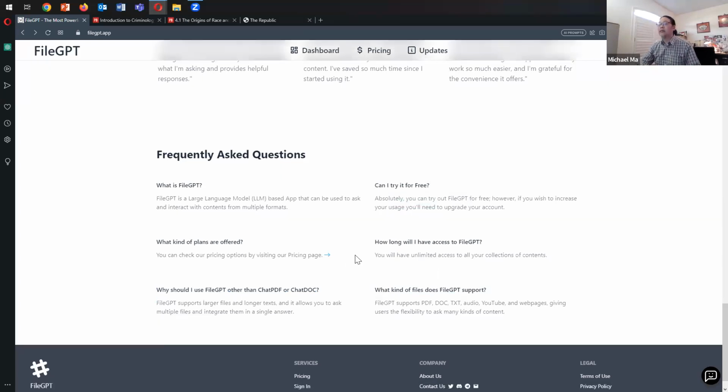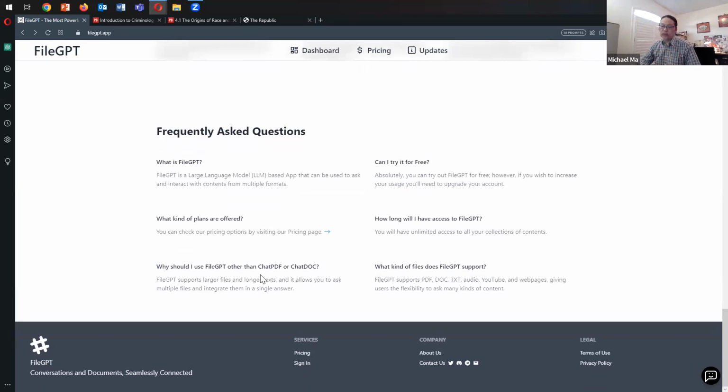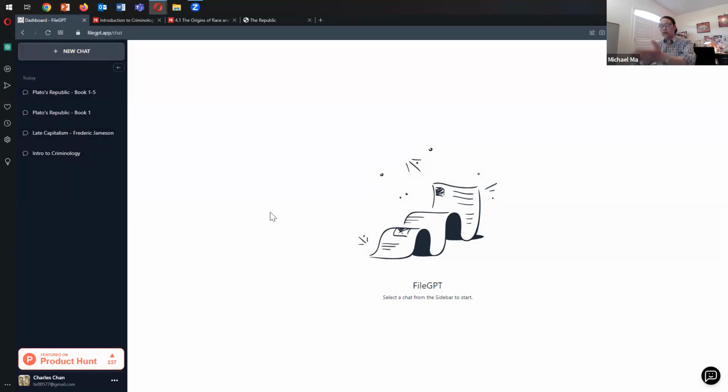Okay. And then why should I use FileGPT instead of ChatPDF or ChatDoc, which are two programs I've reviewed in the past? It's saying it's basically because it supports larger files and longer text. That's good. And then of course, I've said that already. It supports PDFs and other types of documents. Okay, so let's sign in, and it brings you to this page.